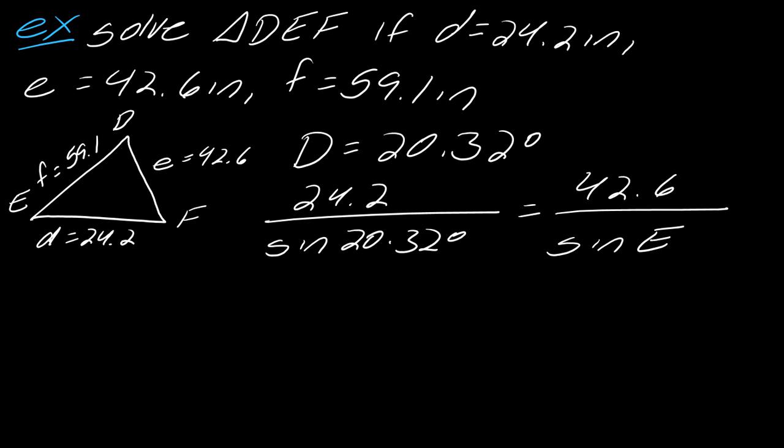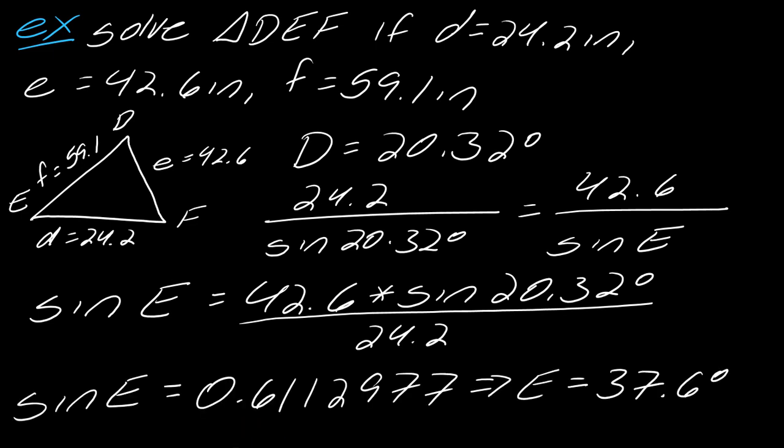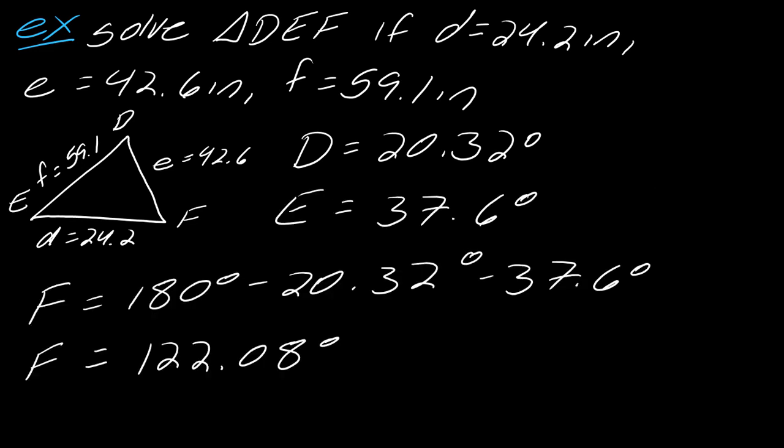So I'm going to find angle E, and so go through the work here. And so here's how I isolate sine of E. So then I get that sine of E is equal to this decimal. So E ultimately comes out to 37.6 degrees. And then now I've got D and I've got E. So then to figure out that last angle, F, I take 180 minus those other two, right? And then I get the last angle.